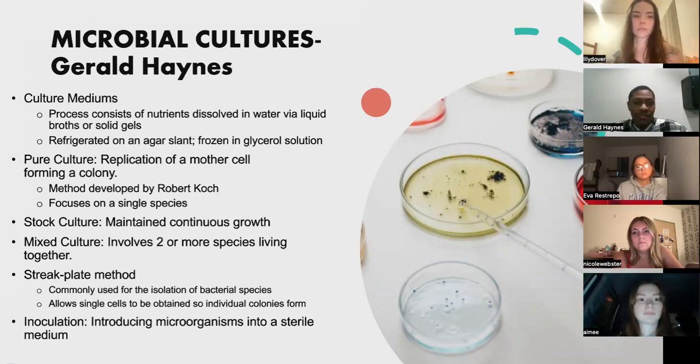The streak plate method is one of a few methods that is used to isolate bacterial species and allow for single cells to be obtained so individual colonies can form. And the term inoculation refers to introducing a microorganism into a sterile medium.